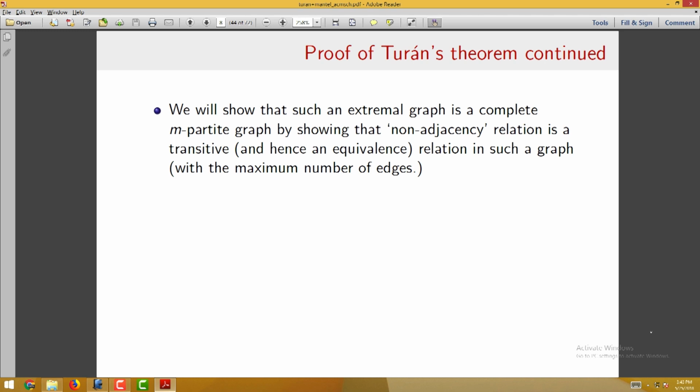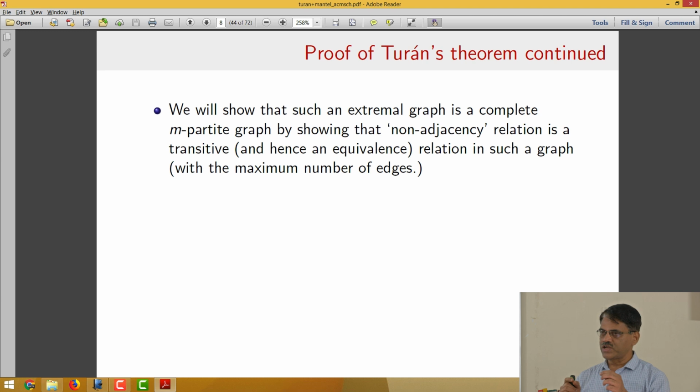Is it a transitive relation? If A is not adjacent to B, and B is not adjacent to C, I don't know whether A and C are adjacent or not. We will actually show that in such an extremal graph, the relation is transitive. That is the rest of the proof. So we'll show that the non-adjacency relation is actually a transitive relation and hence an equivalence relation.